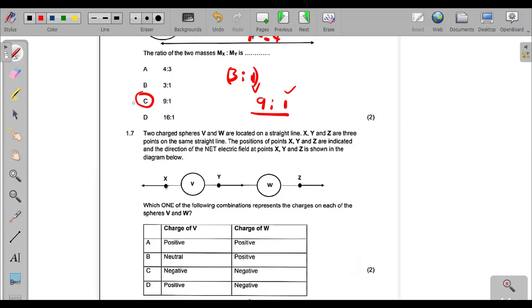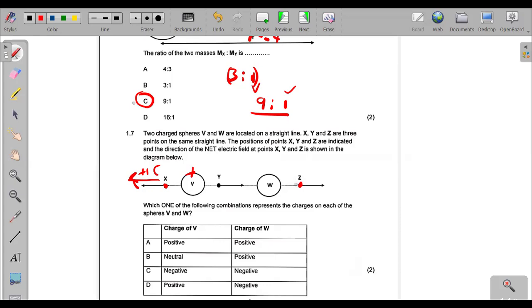If we look at X, the direction it has taken is quite close to V. Therefore, the net electric field at point X will be dominated by V. But remember, every test charge is a positive 1 coulomb charge. So what has caused this is that V is causing X to repel away from it. So what could V be? It's positive. The same applies if we look at Z.